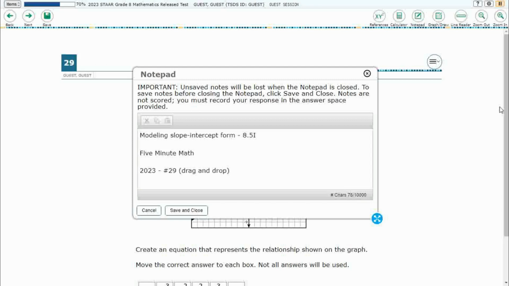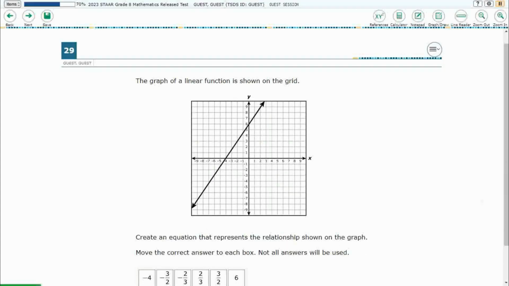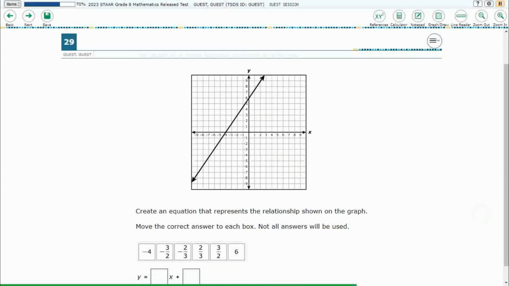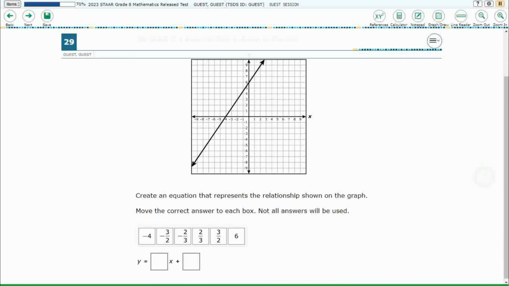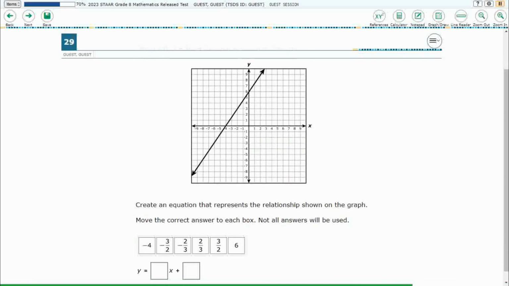Today we are looking at the 8th grade concept of modeling slope-intercept form. This is standard 8.5I in the great state of Texas, and we are using item number 29, which is a new item type called drag and drop, of the 2023 released STAAR test. If you haven't done so already, please go ahead and take a moment to pause the video, work this problem out on your own, unpause it, and we will look at our answers together.